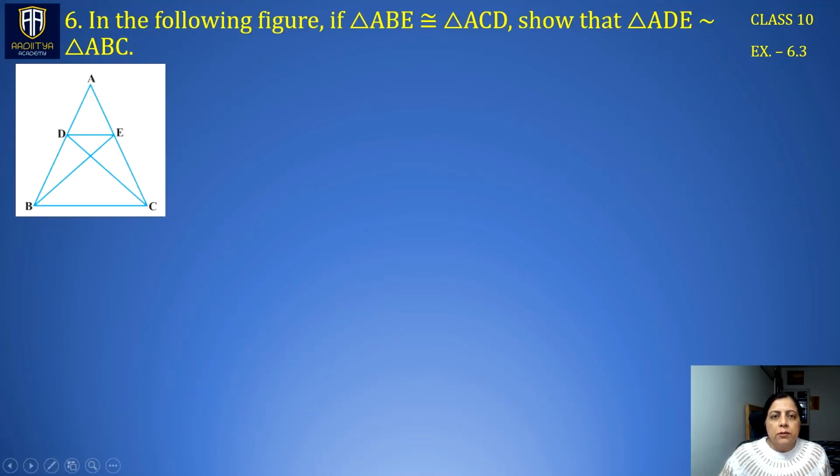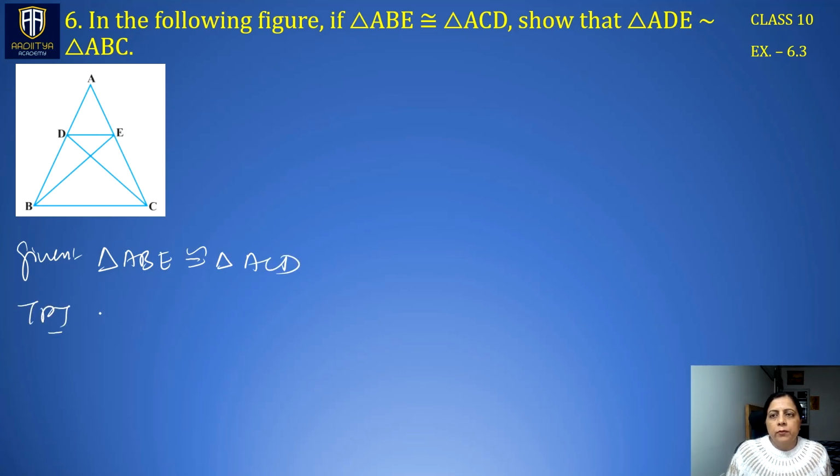Next is question 6. In the following figure, triangle ABE is congruent to triangle ACD. Here it is given that triangle ABE is congruent to triangle ACD. You have to prove that triangle ADE is similar to triangle ABC, right?